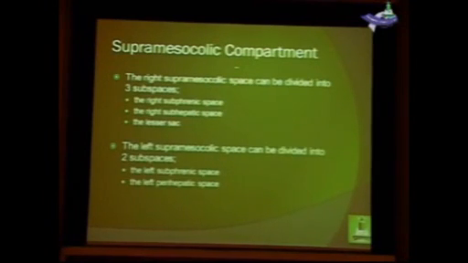So we'll talk about the right supramesocolic space and then the left supramesocolic space. The right supramesocolic space is divided into three subspaces: the right subphrenic space, the right subhepatic space, and the lesser sac. The left supramesocolic space is divided into the left subphrenic space and the left perihepatic space.